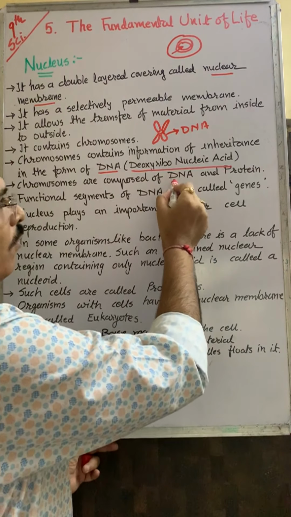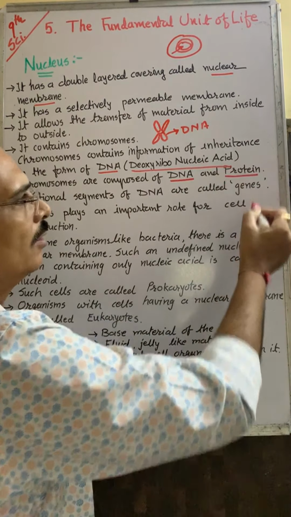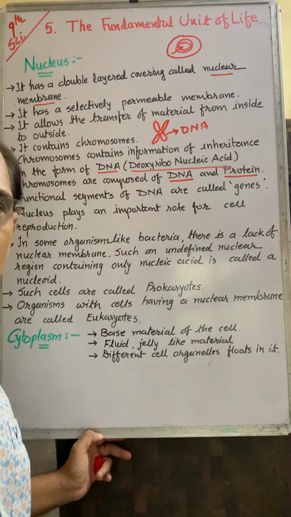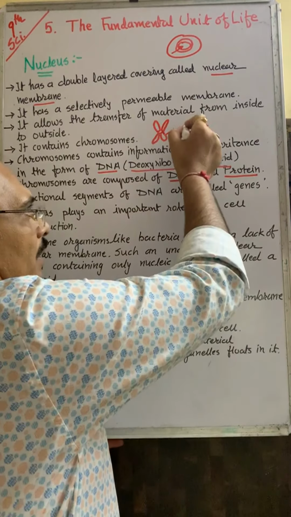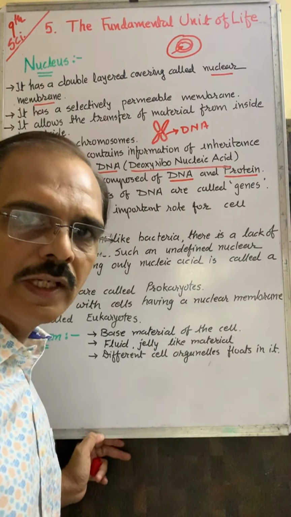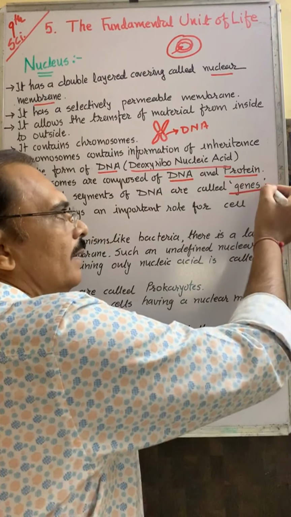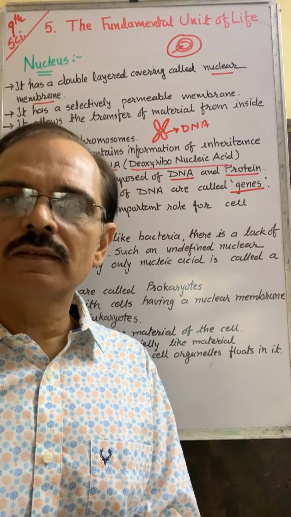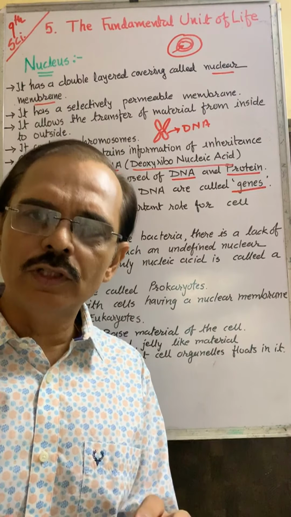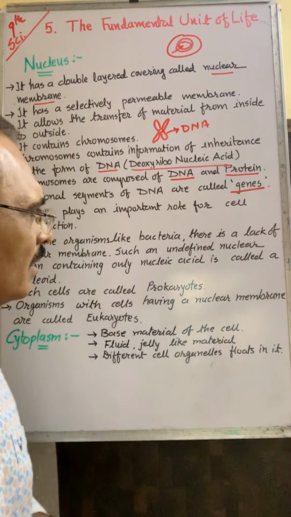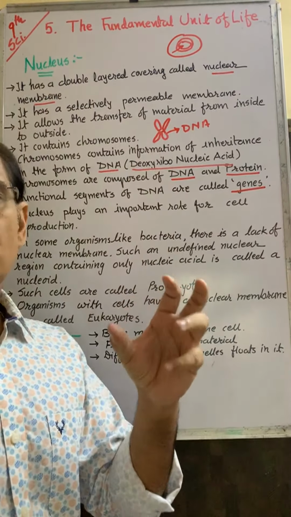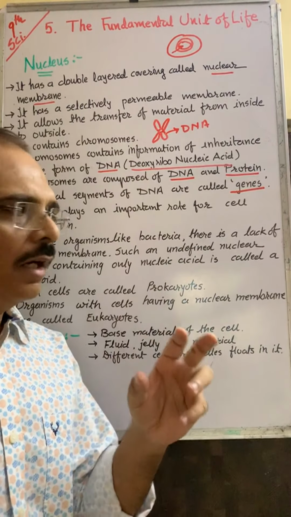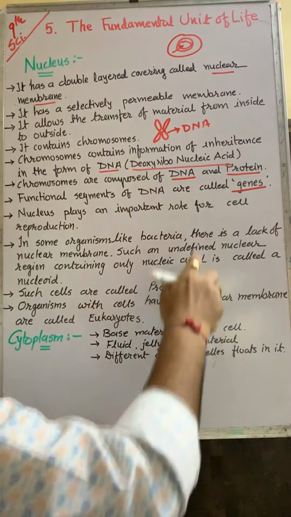Chromosomes are composed of what? They are made up of DNA and protein material, and the functional working segment of the DNA is known as genes. Generally in common language we say that DNA means genes. That's fine for understanding, but you have to understand that DNA is deoxyribonucleic acid, and whatever is functional, whatever is active in it, is known as genes.